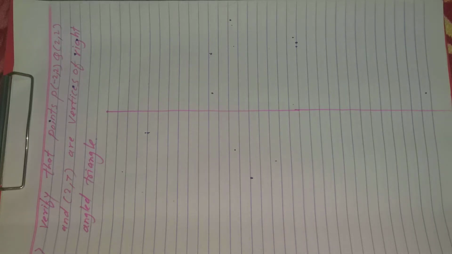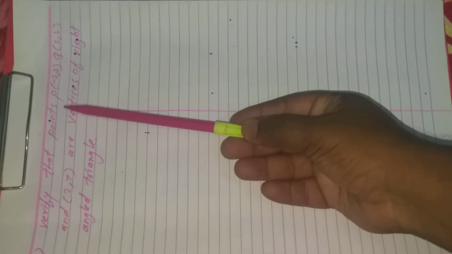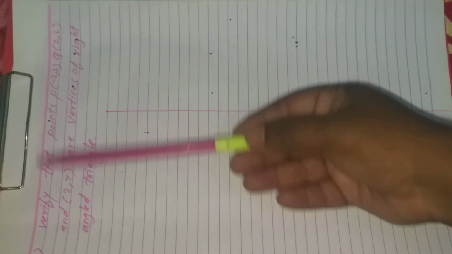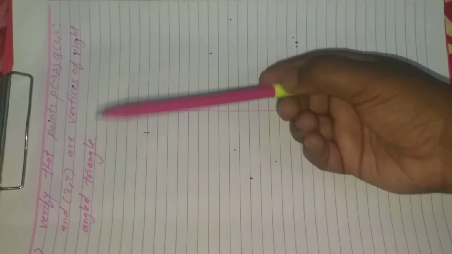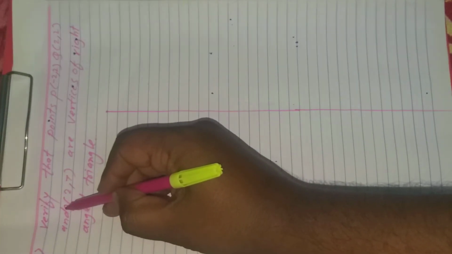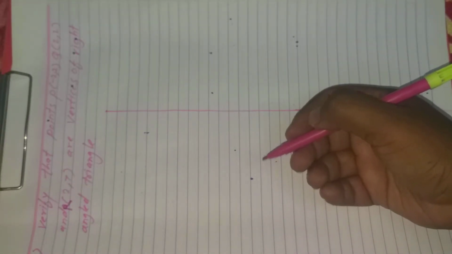Hello everyone. Now we are continuing the 5.1 exercise. Fourth question. Fourth question is like this. Verify that points P(-2, 3), Q(2, 2) and R(2, 7) are vertices of a right angle triangle.